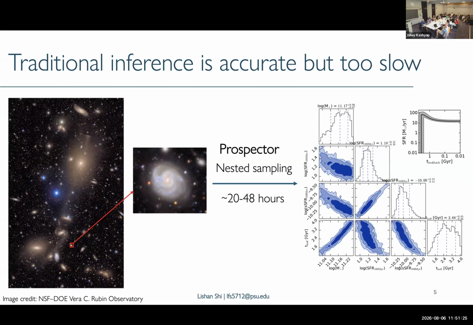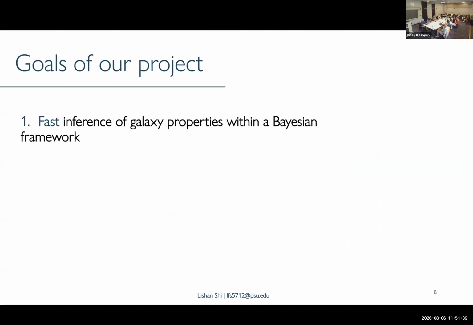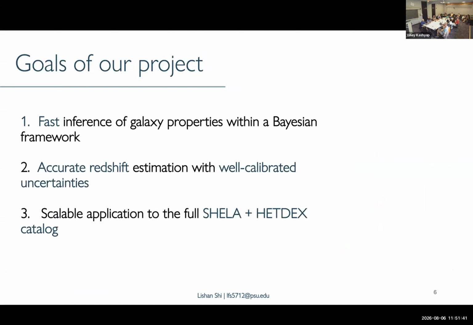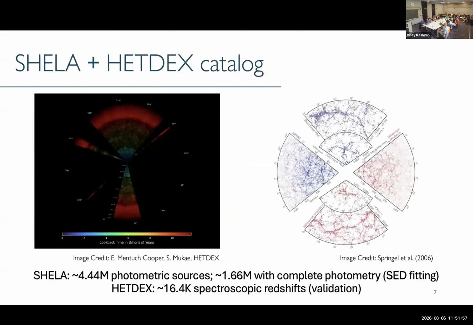This is also a likelihood-based method to do galaxy inference, but with the advance of technologies and large telescopes, we're able to observe many more galaxies than 10 years ago. So we want to develop a faster algorithm to do Bayesian inference. The goal of our work is to do fast inference with accurate redshift estimation, and we want to scale it to the full SHELA plus HETDEX catalog, and the method is to use simulation-based inference.